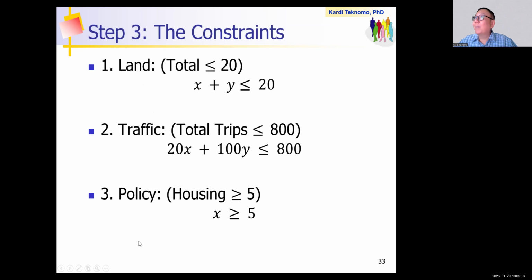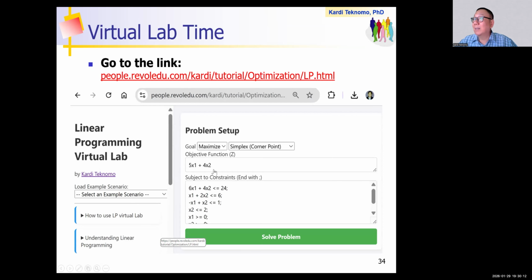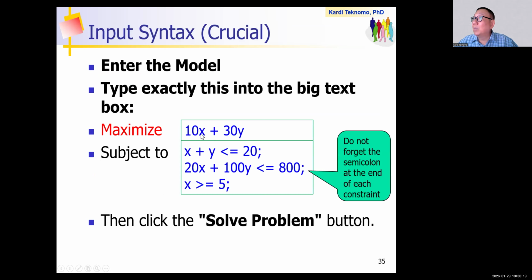So when you put it in the lab, you are supposed to get something like this. You just type something like this. Don't forget the semicolon. You select maximize the objective function, and then subject to these three constraints. Don't forget the semicolon at the end of each constraint. No need to add extra words. If there is a syntax error, then this is the first problem.